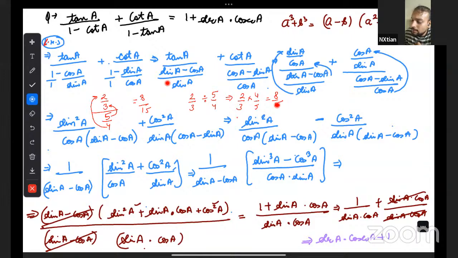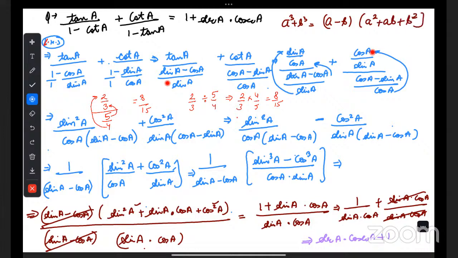So in the same way, when I was solving this, I did the short way. This sin A I multiplied with this sin A, making sin square A, and this cos A I multiplied with this cos A, making cos square A. Understood, guys? Yes or no? Everyone understood?